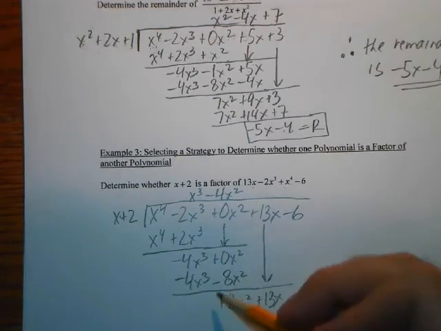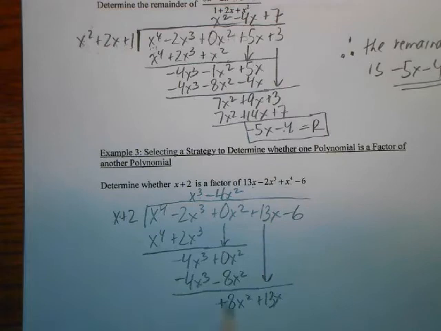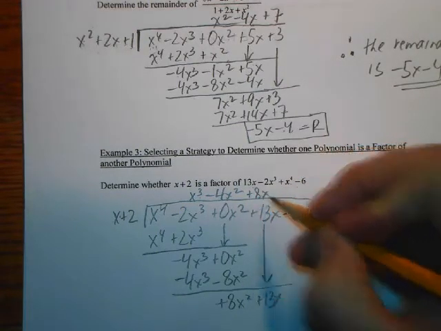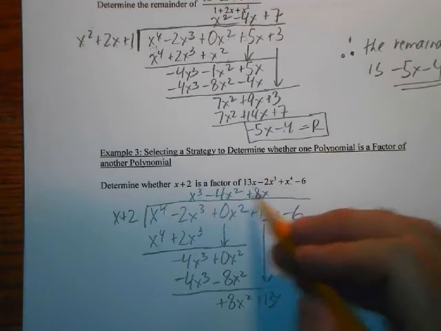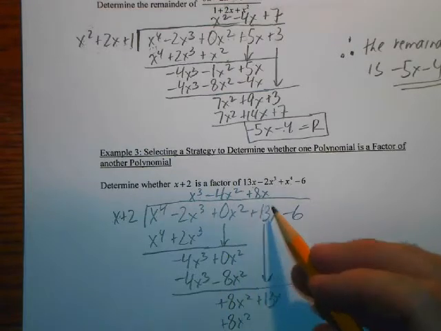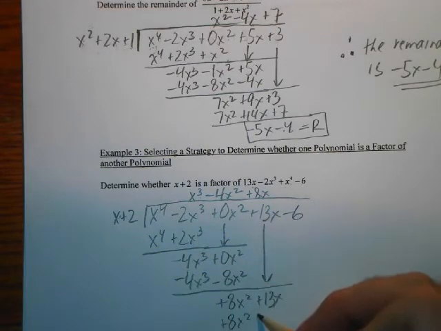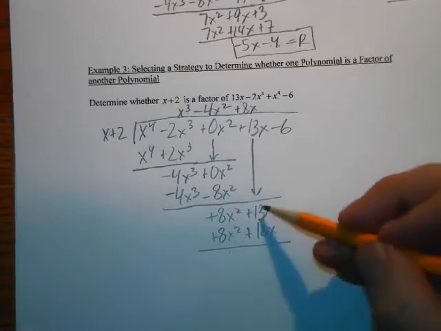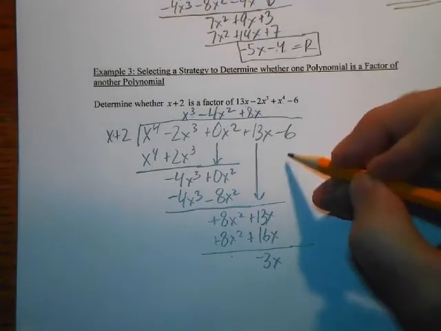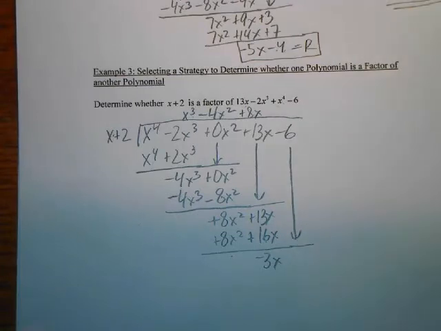What do we multiply x by to get 8x squared? That would be plus 8x. So now multiply 8x with both of these. It's going to be 8x squared and plus 16x. When we subtract, we get 0 here. Here we get negative 3x. And then we bring down the last of our dividend.